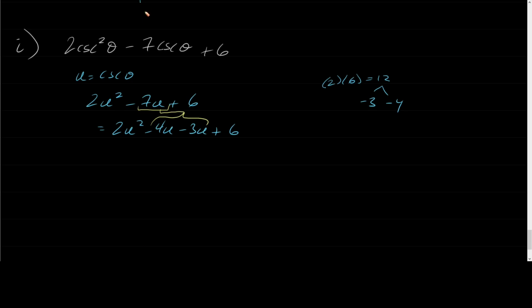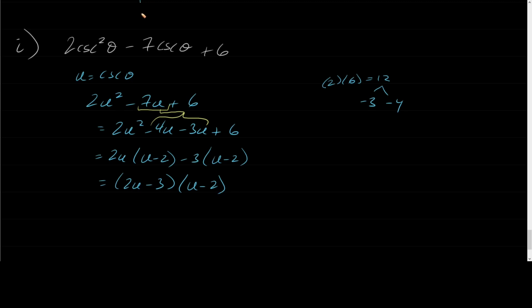Now, I'm going to factor by grouping. In the first two, I'm going to take out a 2u. I'm left with a u minus 2. In the second two, I'm going to take out a negative 3, and I'm left with a u minus 2. Because both of these have a u minus 2, I can factor it out and write it as 2u minus 3 times u minus 2.